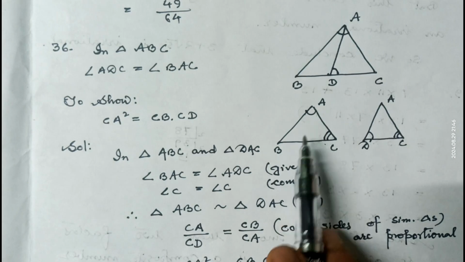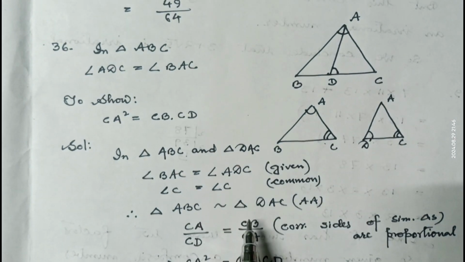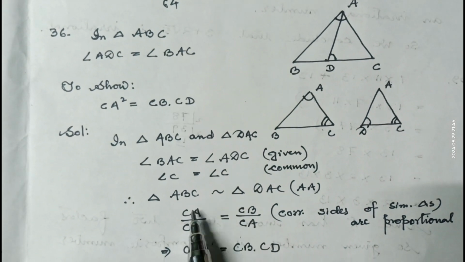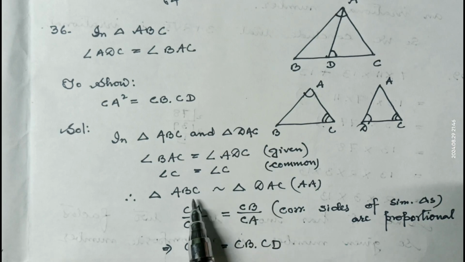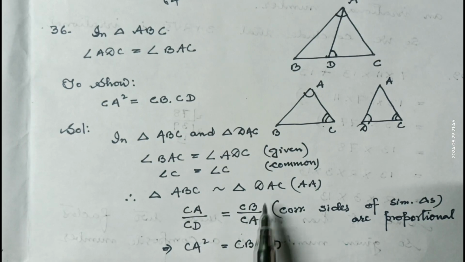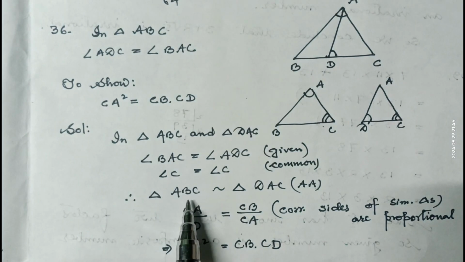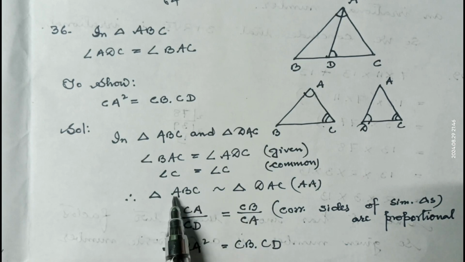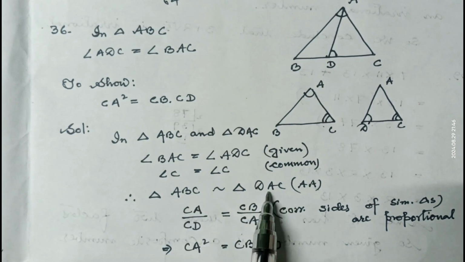So triangle ABC and DAC, these two are similar triangles, and we know when triangles are similar, corresponding sides are proportional. So we can write CA by CD equals CB by CA. Since in the question CA square is required, we have taken CA first and last. Just see CA by CD, and then we have taken CB by CA.